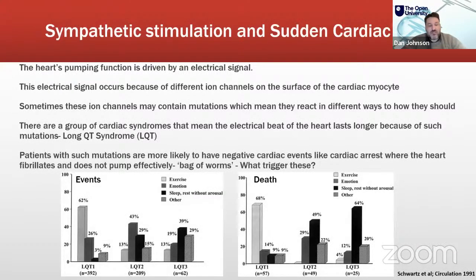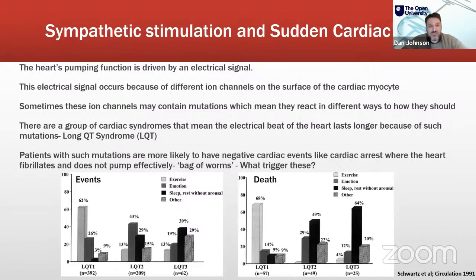So what I want to talk about now is to move a little bit away from heart failure, but also go back to how the sympathetic system can affect other channels and other syndromes that we see within cardiology. As Katja spoke about right at the beginning of this presentation, the heart's pumping function itself is driven by an electrical signal. And these action potentials basically occur because of different ion channels on the surface of those cardiac myocytes. They open and close either due to different substances or due to the voltage, because they're voltage gated, or ligand gated is what they're called when they're gated by a certain substance.